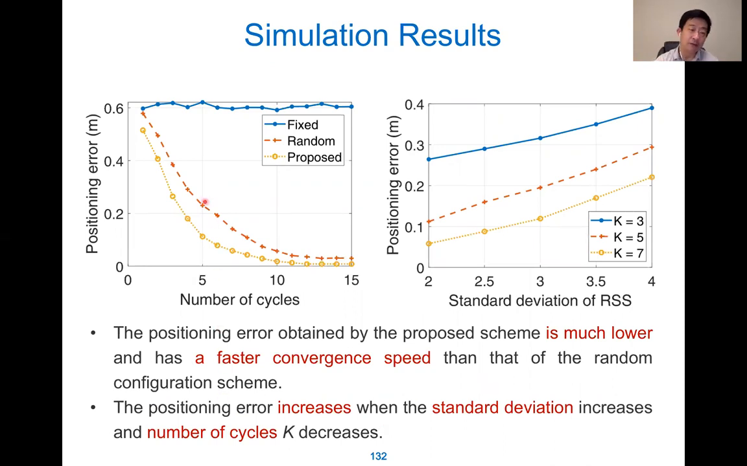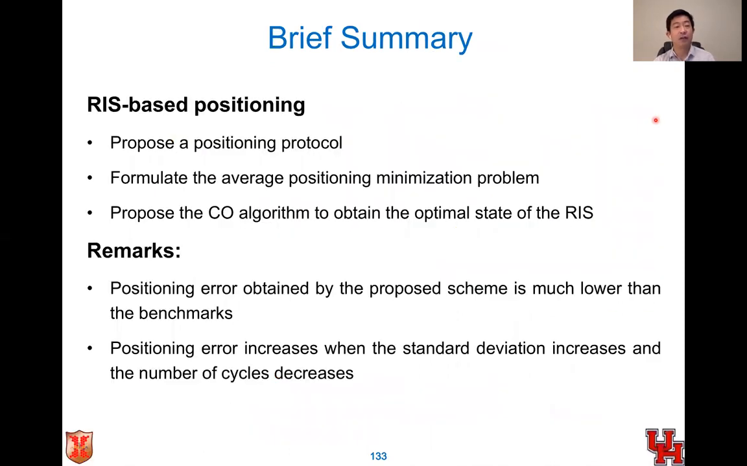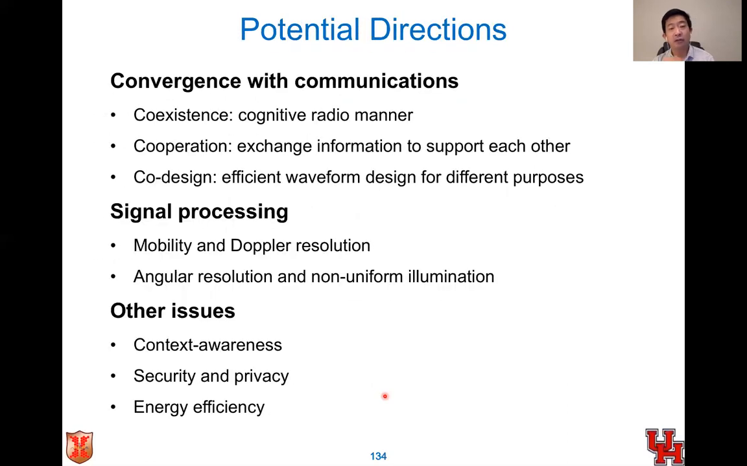Then you can see this is the number of cycles, and the positioning error will shrink a lot. As the number of cycles increases, the positional error will reduce a lot. So here, for the RIS baseline, we propose a positioning protocol. We formulate the average position error minimization problem, and then we propose the algorithm to tell how we could optimize the RIS setting. The position error obtained by the proposal is much lower than the benchmark. And the position error increases when the standard deviation increases and decreases as the number of cycles increases. Anyway, this is the last protocol, the second prototype that they implemented.